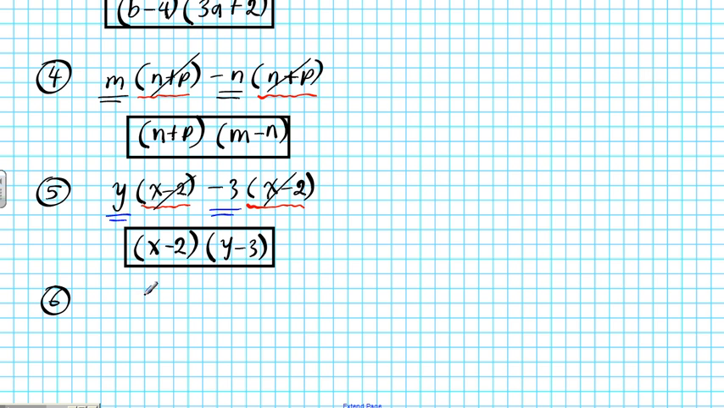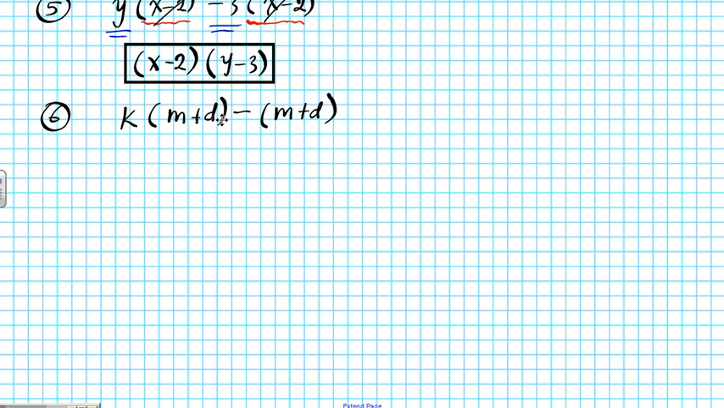Okay, so number 6, what if we had k times m plus d minus n plus d? Okay, now how do we do something like this? Now, m plus d is common to both sides, right? So you can notice that m plus d is common. You have an m plus d here and an m plus d here. So I can factor them out, right, as 1.